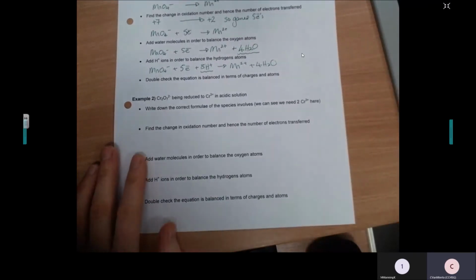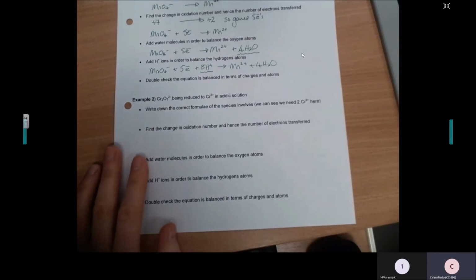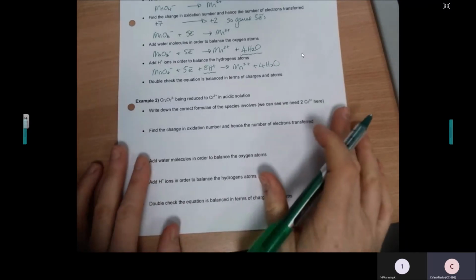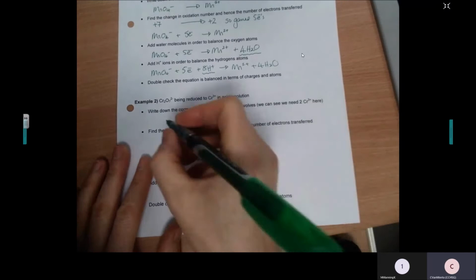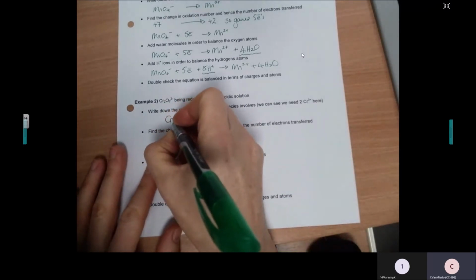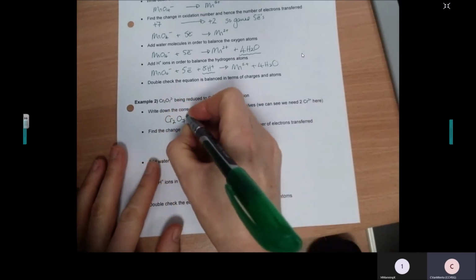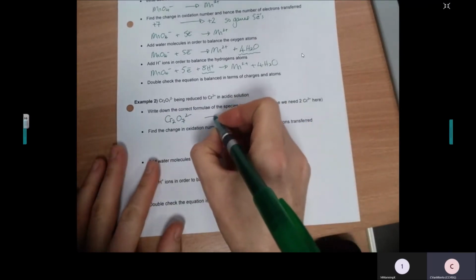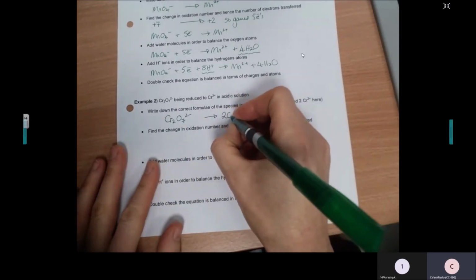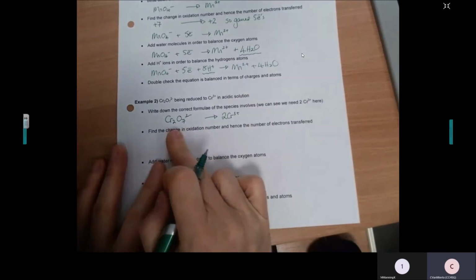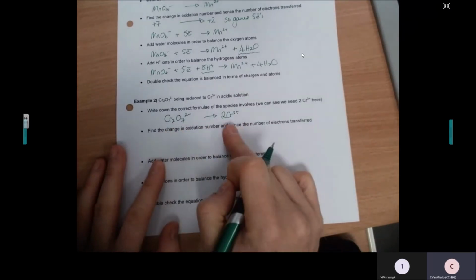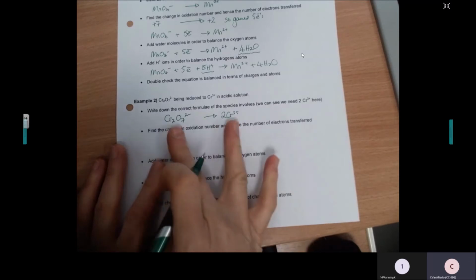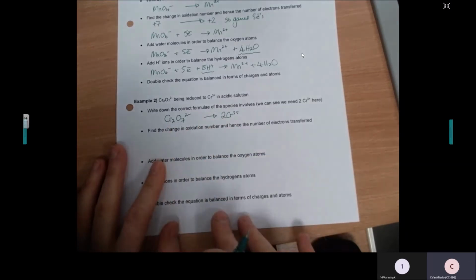So this time we've got Cr2O7 2- being reduced to Cr3+ in acidic solution. So we're going to write down the correct formulae. Now in this particular one, can you see that on the left-hand side, we've already got 2 Crs. So what we know to start with is that for each one of these, we're going to always need 2 of these. So these proportions are fixed. So it's worth making sure we put that 2 in there.